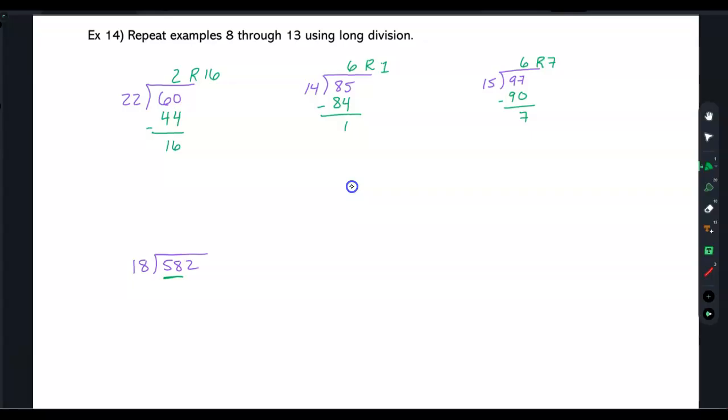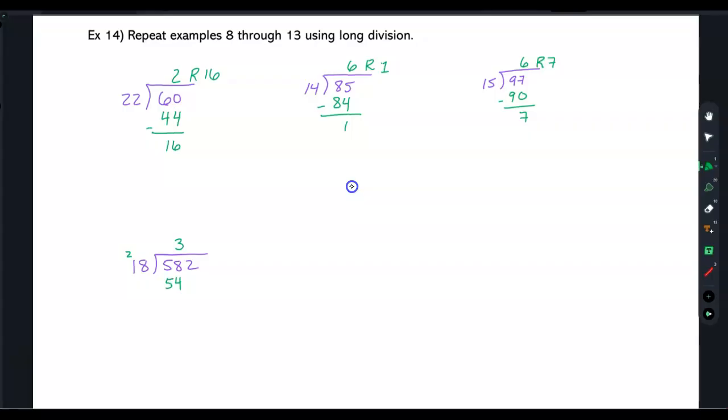I'm going to guess 3, just because I know 18 is close to 20 and 20 times 3 is 60. So I'm going to try 3, and notice I put my 3 above the 8, right? Since it goes into 58, not into 582. So then let's do the multiplication. 3 times 8 is 24. 3 times 1 is 3, plus 2 is 5.